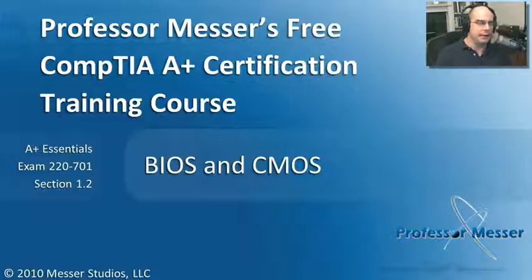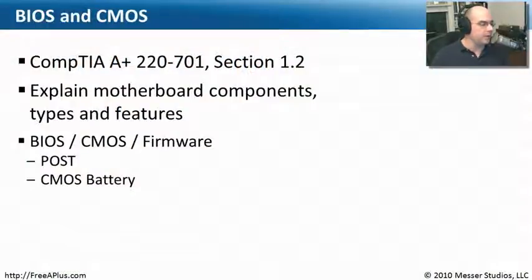I'm James Messer, and in this module we're going to go through the requirements from our CompTIA A+ 220-701 section 1.2, where we need to explain motherboard components, types, and features, specifically the BIOS, the CMOS, the firmware, and we're going to learn all about POST and a CMOS battery. There's a lot of abbreviations in this one, isn't there?